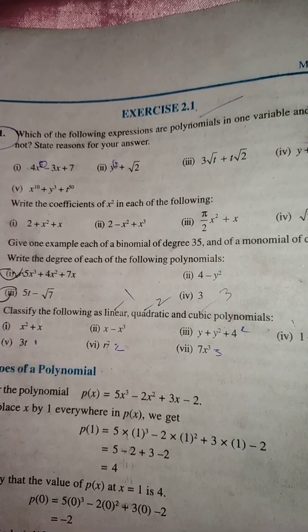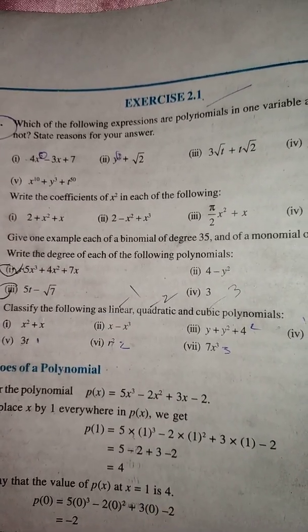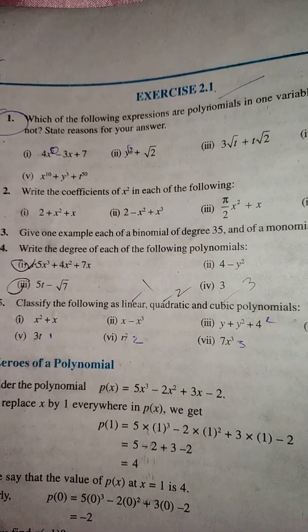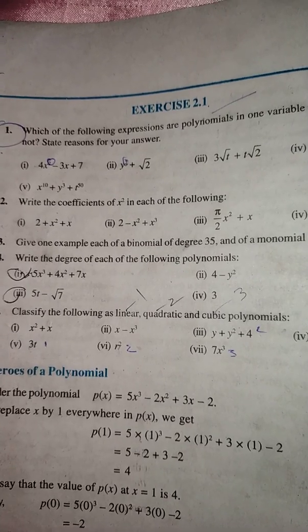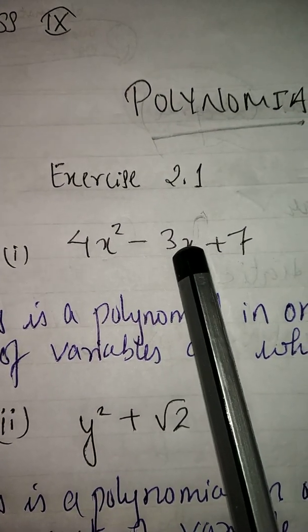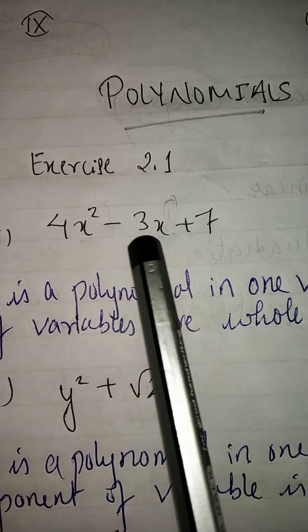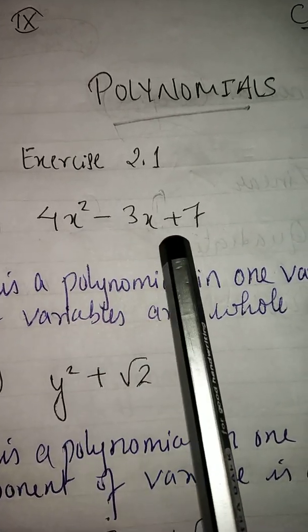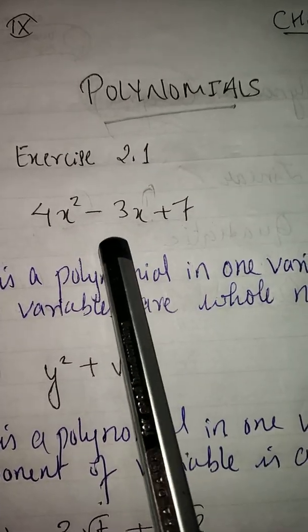Now your first question is 4x square minus 3x plus 7. Now in this expression, what do we find here? What is the variable here? Your variable is x, and here also this is x. So we have same variables. Variables are same. That means this is in one variable. Now let's check whether this is a polynomial or not.